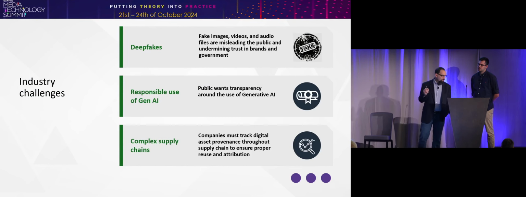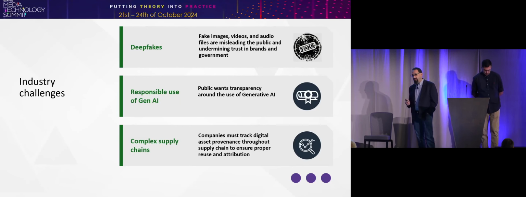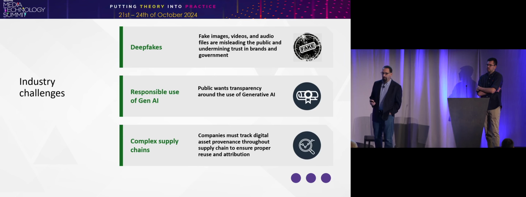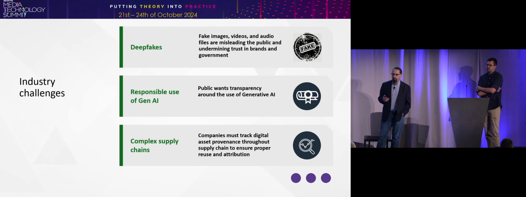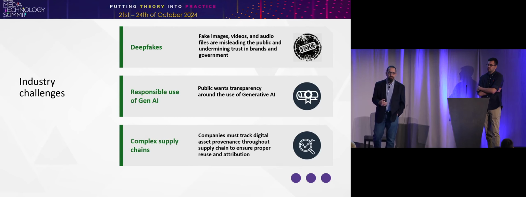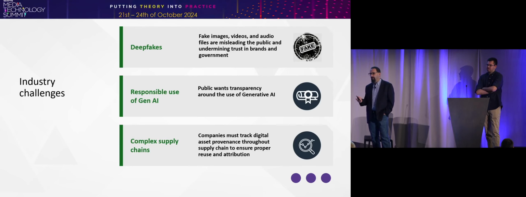C2PA is the Coalition for Content Provenance and Authenticity. A lot of people think of this as the answer to deepfakes, and it's not quite what it's designed for. It's really designed to solve the complexities of tracking an asset through a supply chain, from ingest from a camera through distribution to a consumer device. Think of a web browser, for example. And the purpose is to validate that the media asset you're working with is actually the media asset you think it is and hasn't been modified.